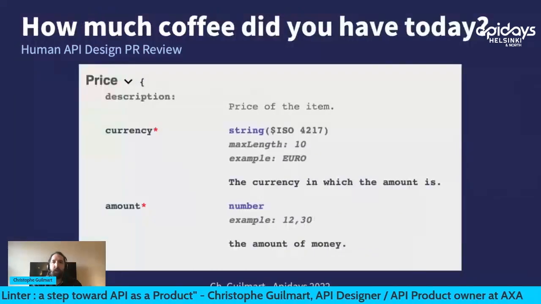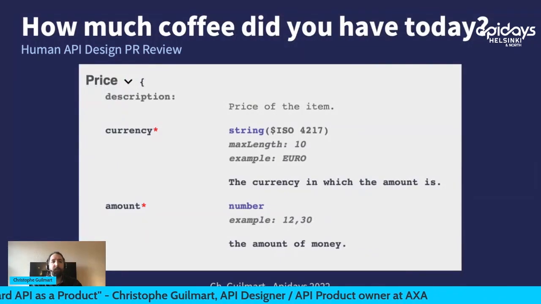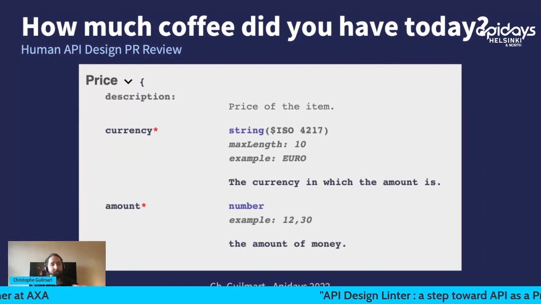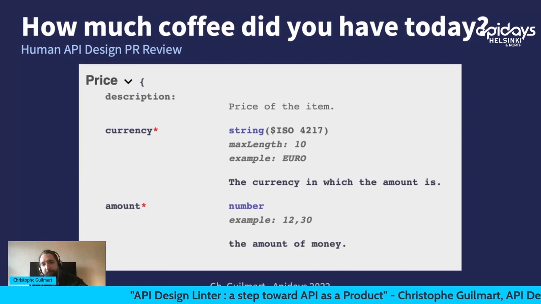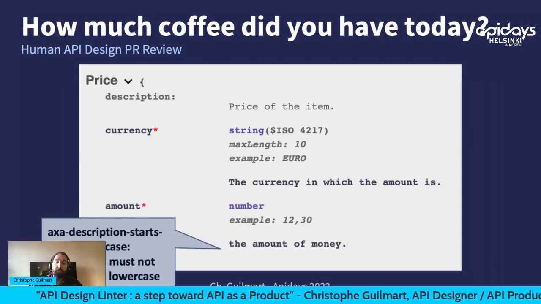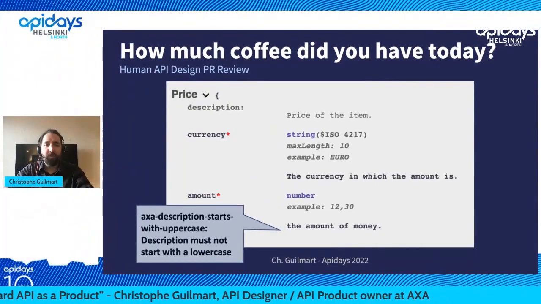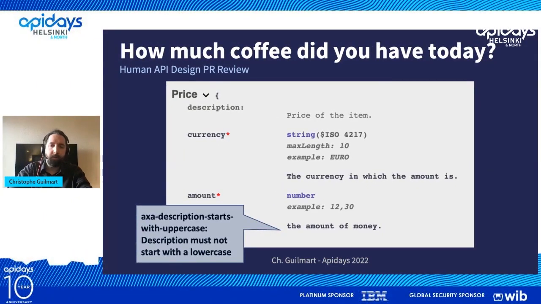Another one. Here we have 8 lines and 5 problems. Can you spot them all? The first one, my grandma would have spotted right away. The description should start with an uppercase. Is it bad? Will it break your API? No, it's not a big deal, but it makes you look unprofessional, and it's very easy to fix.